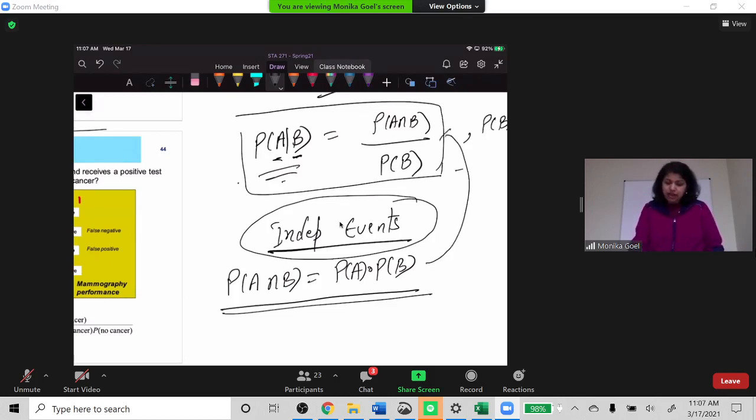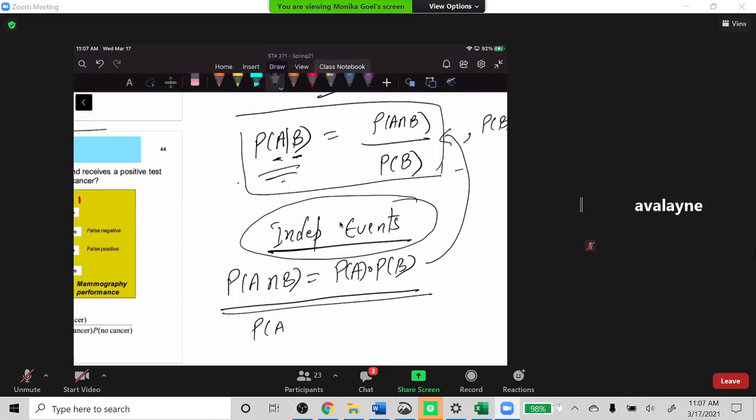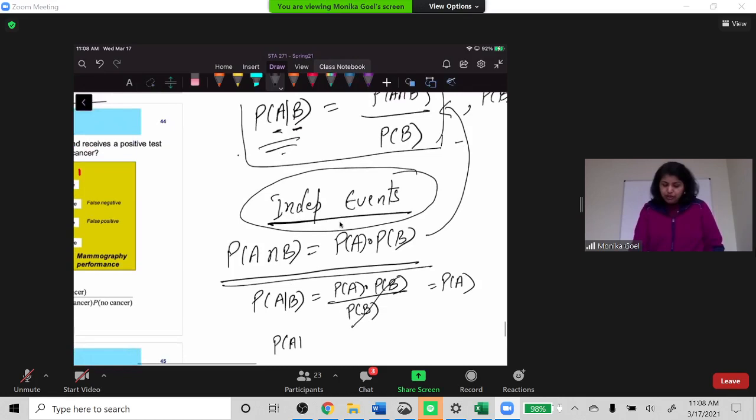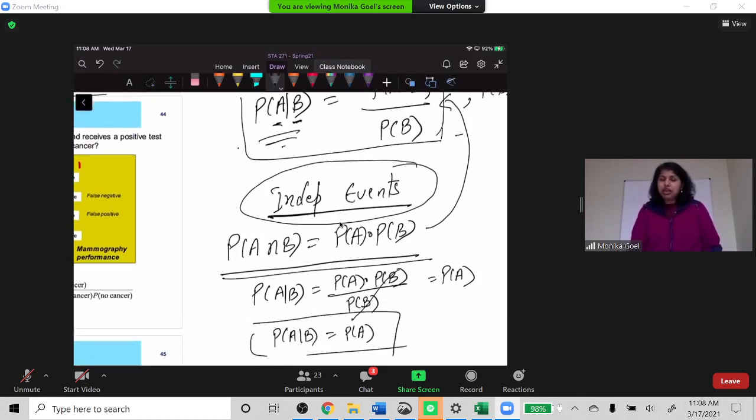So let's plug this value here and we get the probability of A given B is the product of these two divided by, and since we have this common, this is just the probability of A. So the conditional probability of A given B is just the probability of A, and think of it that way. If we are talking about two events A and B and both events are independent, even if I know the probability of B or not, it's not going to change my probability of A. So it will stay the same.